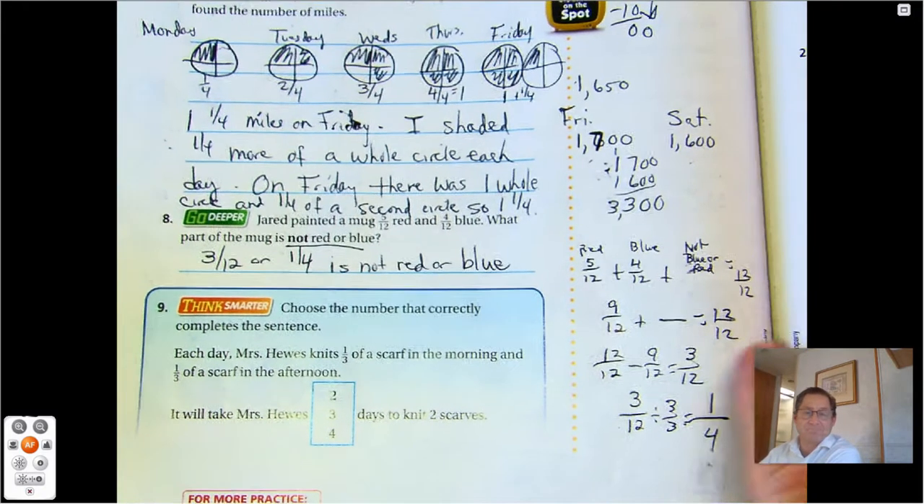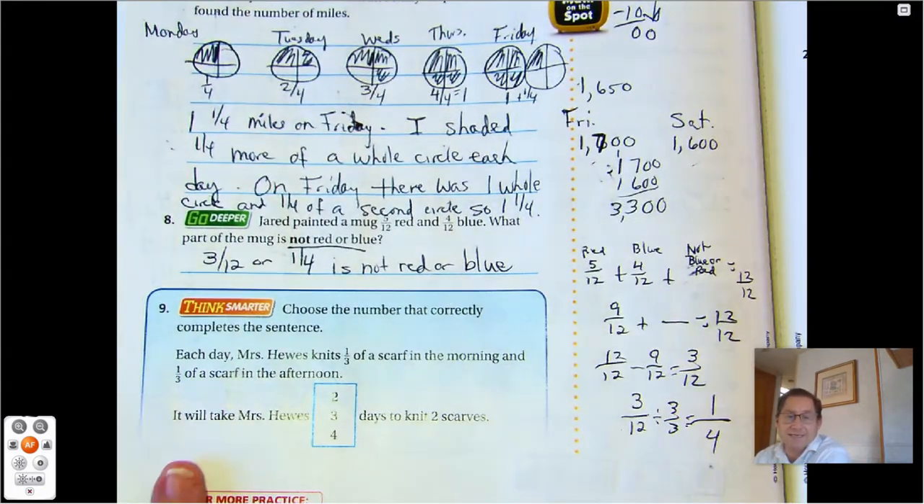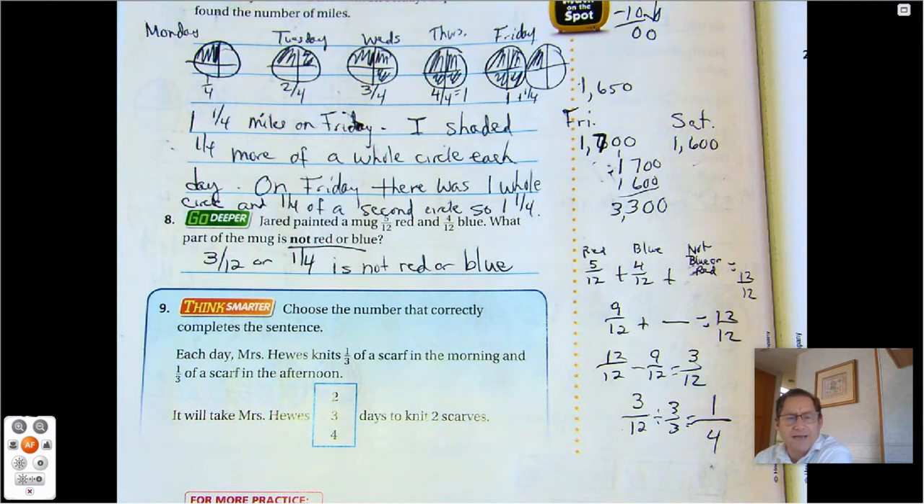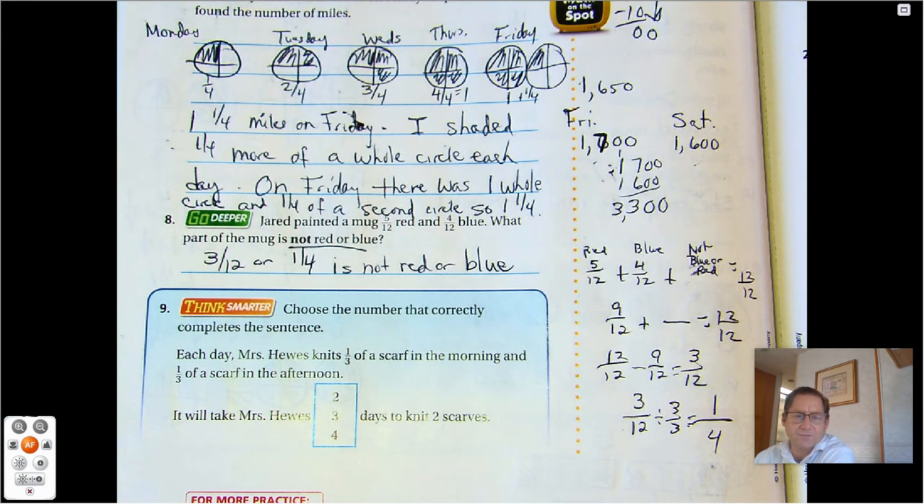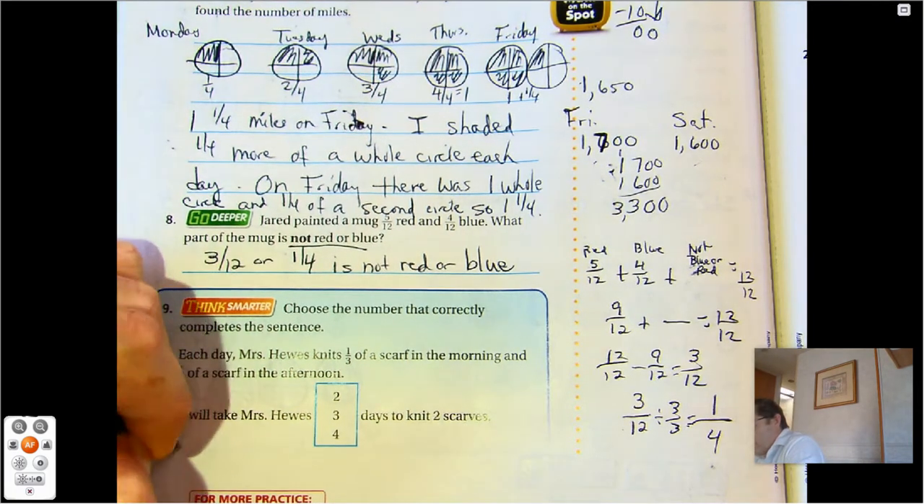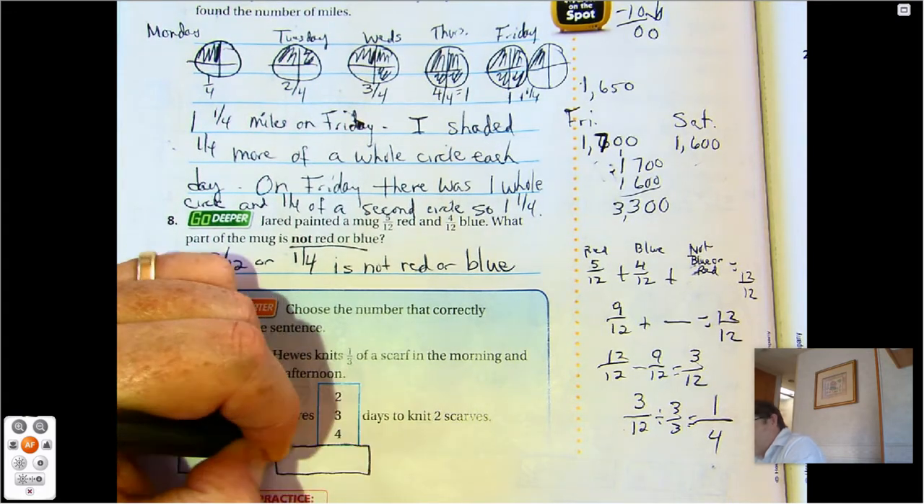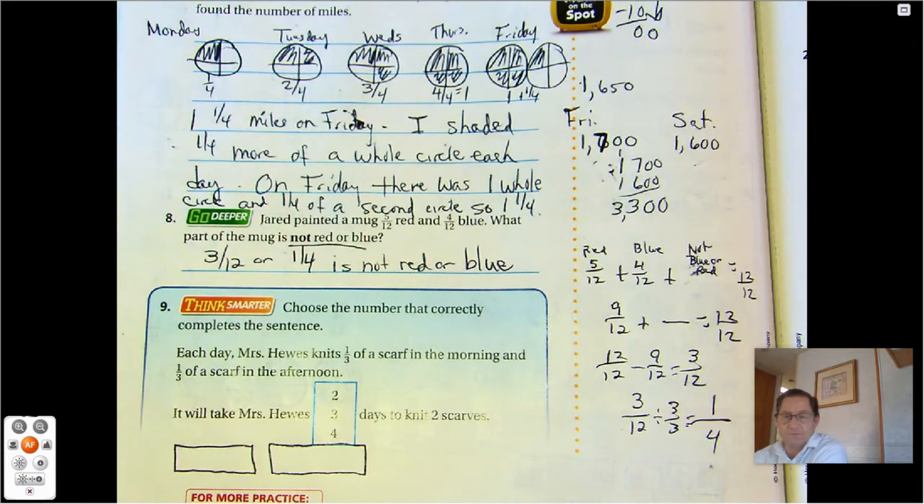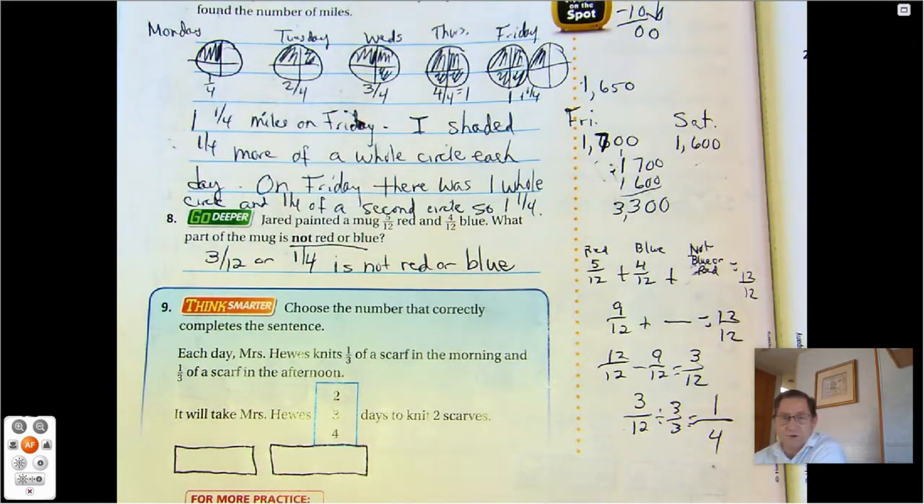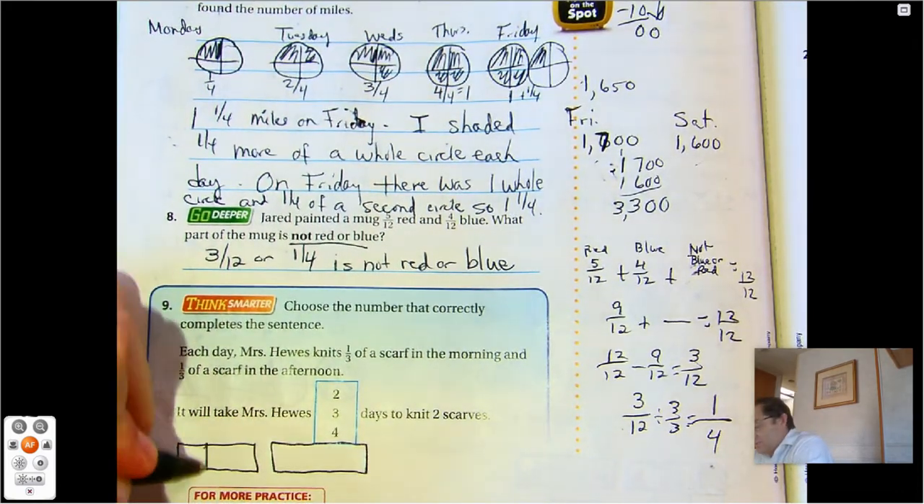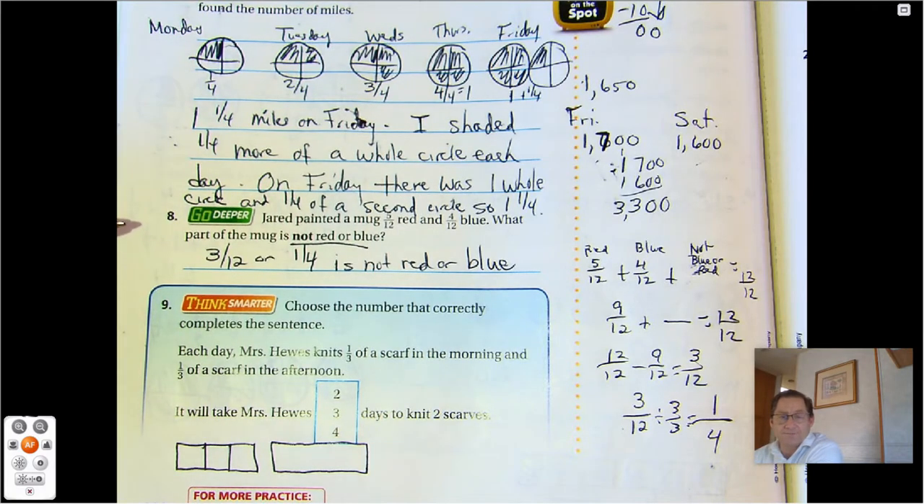And number 9, choose the number that correctly completes the sentence. Each day, Mrs. Hughes knits 1/3 of a scarf in the morning and 1/3 of the scarf in the afternoon. It will take Mrs. Hughes blank days to knit 2 scarves. All right, so I'm going to use a fraction strip here. And I know she has to have 2 complete rectangles to represent the 2 scarves. And each of these is broken into 1/3.